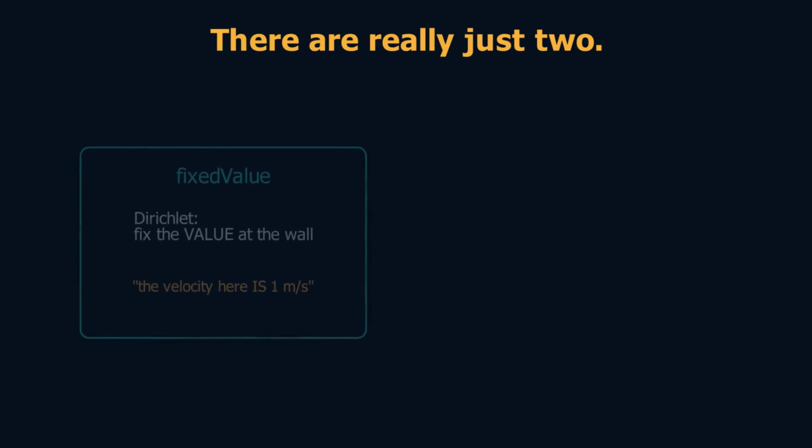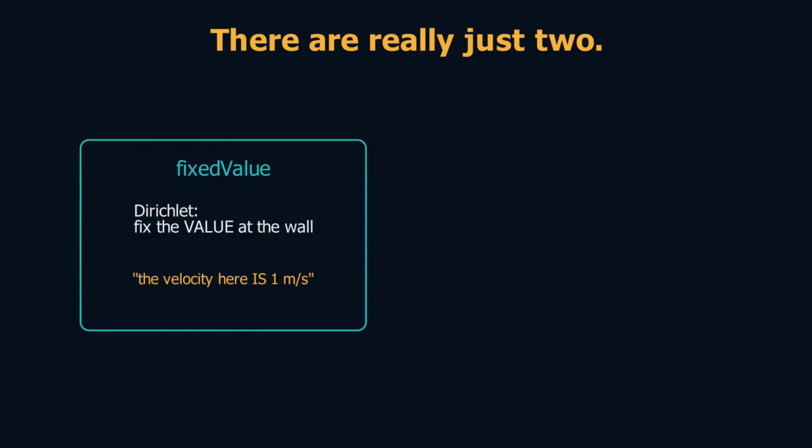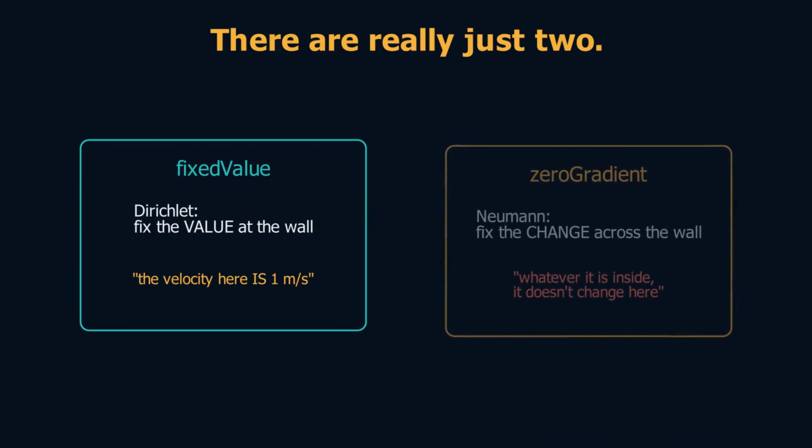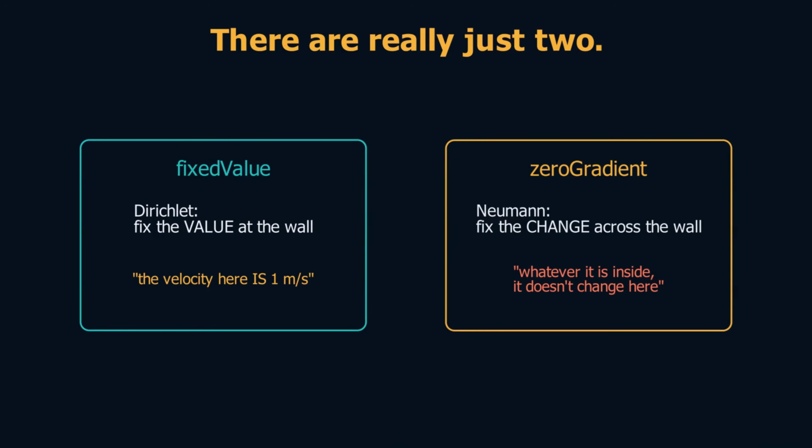Here's the secret that demystifies the whole list. At heart, there are only two kinds of boundary condition. The first is Dirichlet: you fix the value itself. Fixed value. You're saying, the velocity right here is exactly 1 meter per second, full stop. The second is Neumann: you fix the gradient, the rate of change. ZeroGradient is the common one: whatever the value is just inside, it leaves the boundary unchanged. Nothing is imposed, the flow just continues out. Fix the value, or fix the change. Almost every boundary condition in OpenFOAM is one of these two wearing a costume.